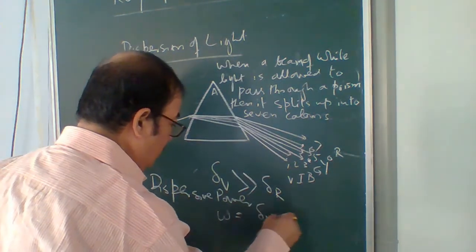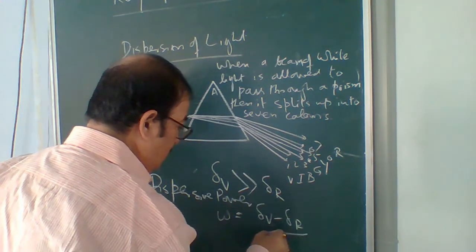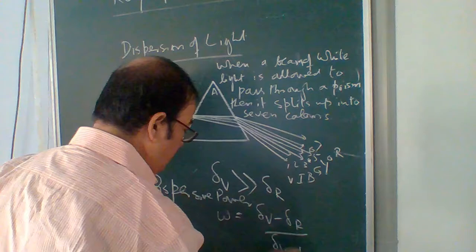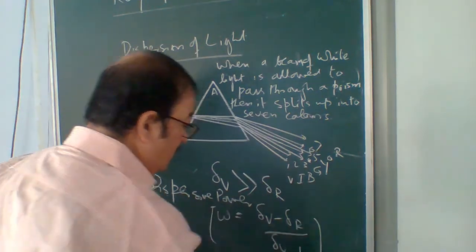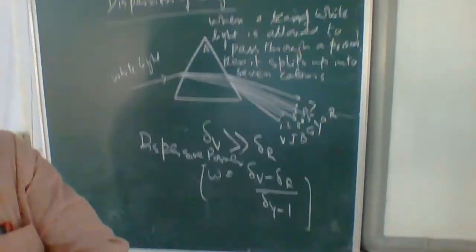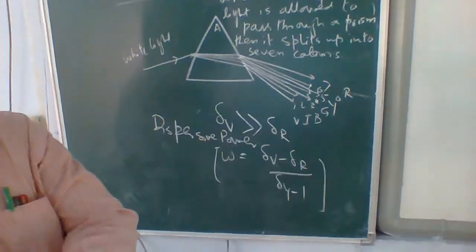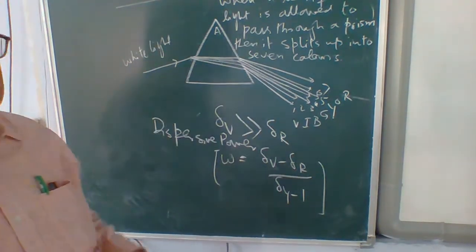Delta V minus delta R upon delta Y minus 1. This is the formula. Although we do not have to derive this formula, we must know this is what we have, the dispersion of light.